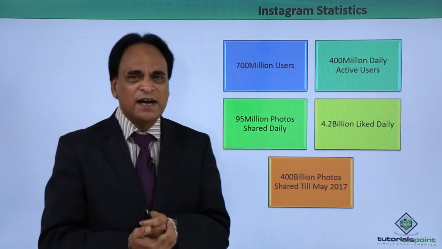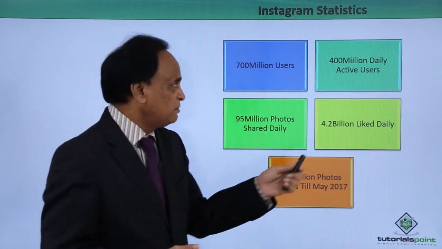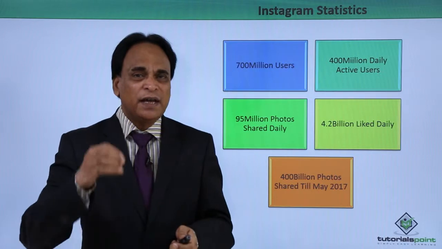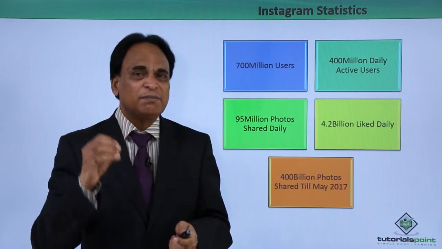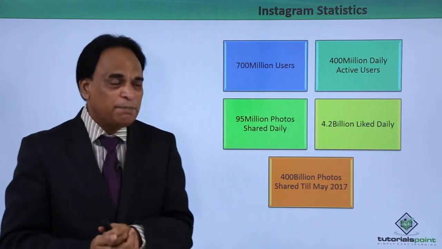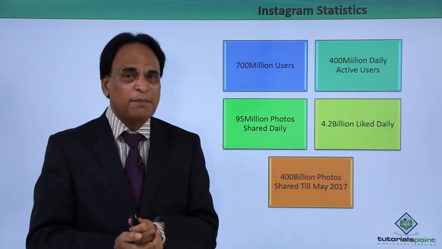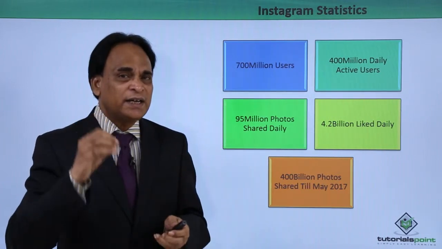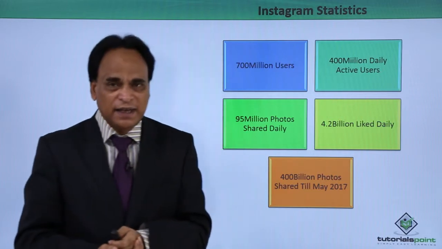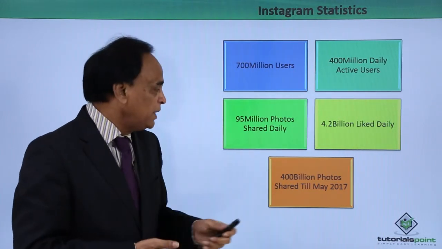There are over 700 million users on Instagram right now, according to the latest numbers. Now, 400 million daily active users, people engaging and interacting with multiple users every single day. 95 million photos are shared daily on Instagram. And 4.2 billion likes daily.